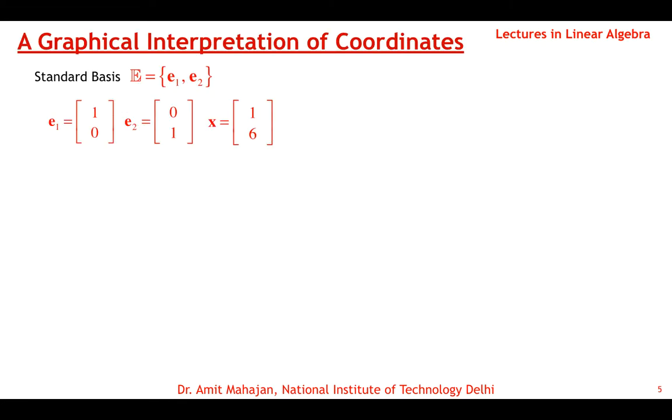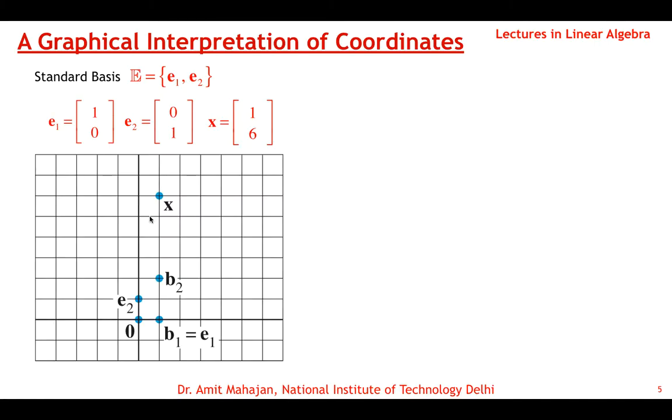So let us see this graphically, to see what we mean by saying this. Say you have a standard basis e1, e2 for R2 space, where e1 is (1, 0) and e2 is (0, 1), and x, we said, is the vector (1, 6). So if you draw the R2 space using these two unit vectors, you have the x-axis as (1, 0) and the y-axis as (0, 1). e2 is in this direction.